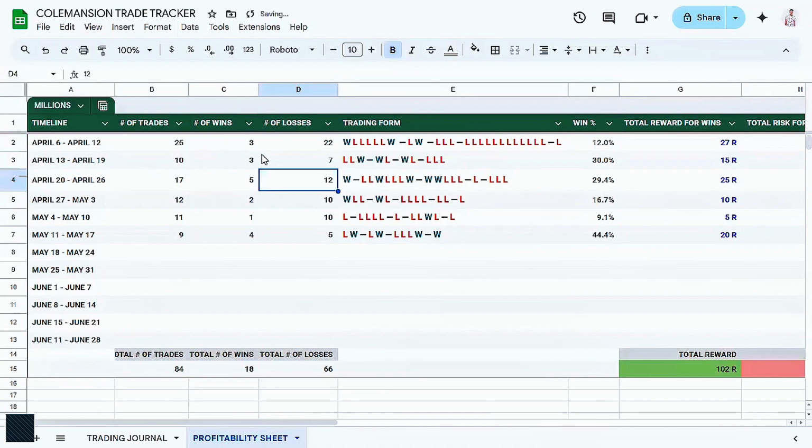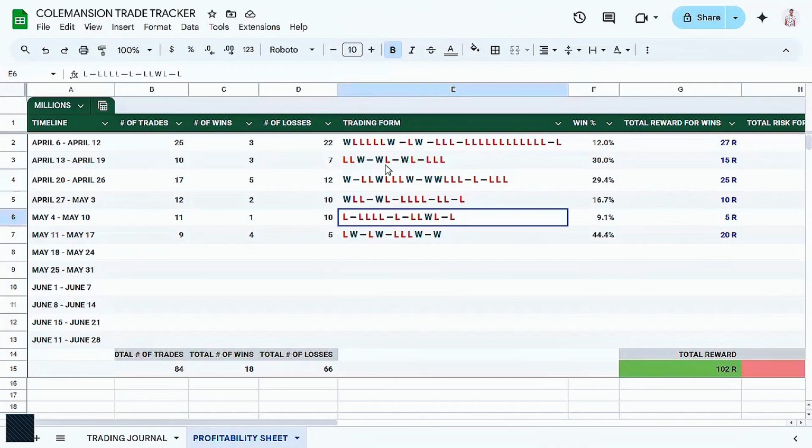And whenever we take a trade, we just come now and put in if we had a loss or a win. And I created one called trading form. This means how we win in the trades. And this is the trades that I take on a day. So you see a W, as you know, the W means win, the L means loss. So you'd see this is how my trades are playing out.